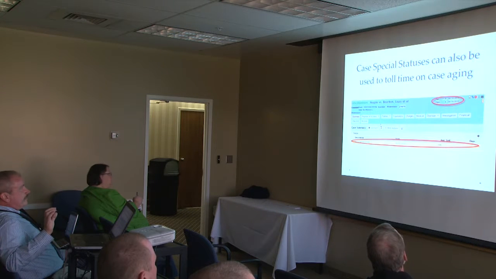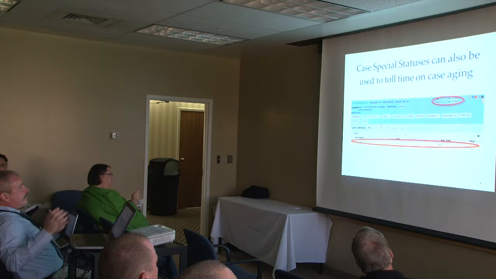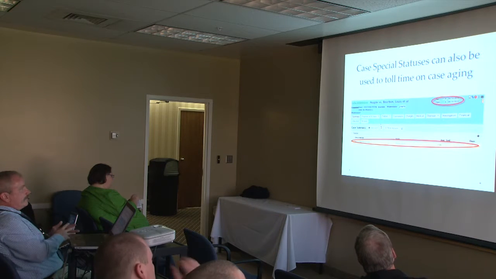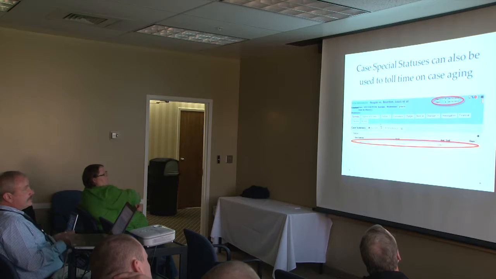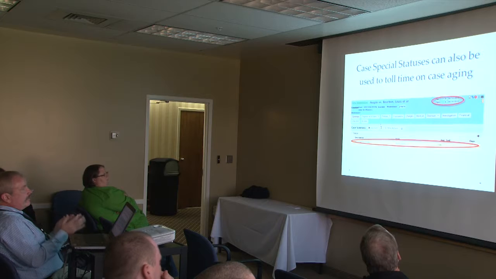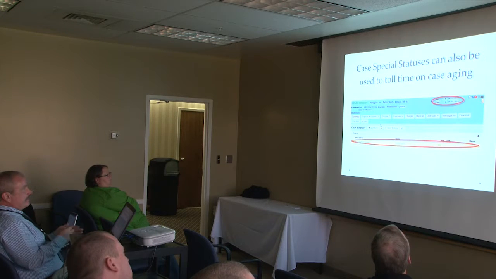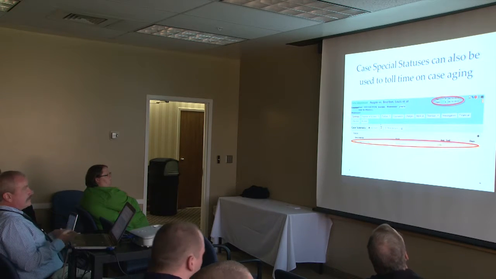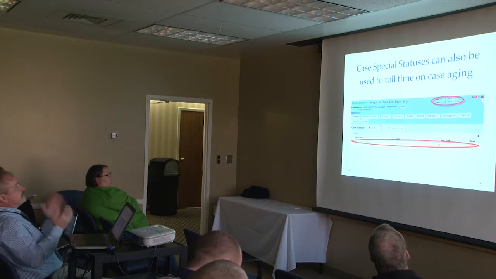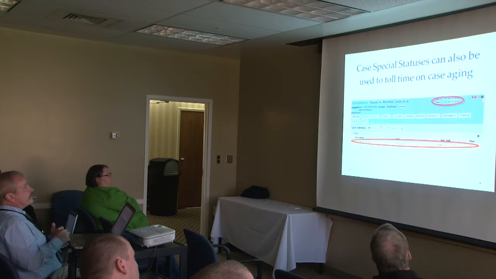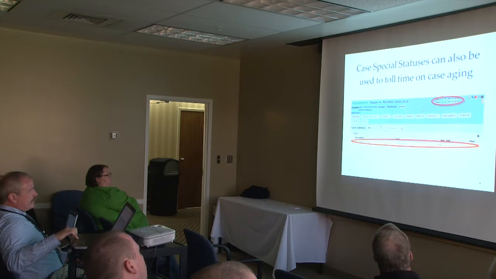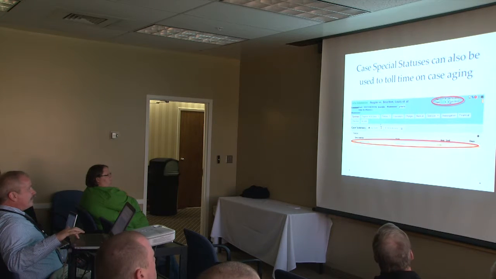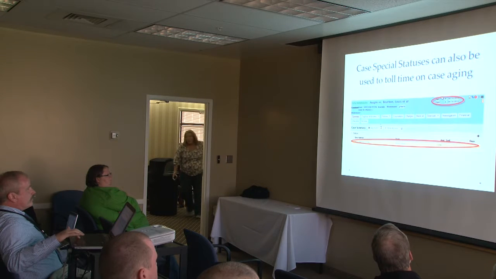The other neat thing about special statuses is they can be configured to toll time on case aging. Now, let's unpack that. One other thing that eCourt does is it automatically calculates age of a case dynamically. Now, for those of you who were Justice Edition clients, you say, well, big deal. Justice Edition's been doing that for 20 years, and that's absolutely correct. eCourt does it as well. So you see up here in the corner that we're displaying dynamically the age. And it says it's 17 days old. Okay, well, that's interesting. We'll come back to that in just a moment.